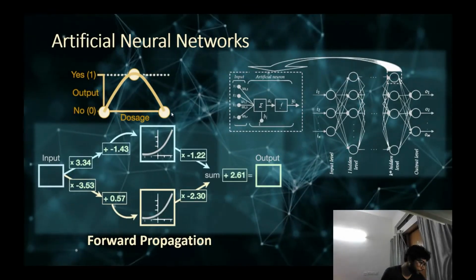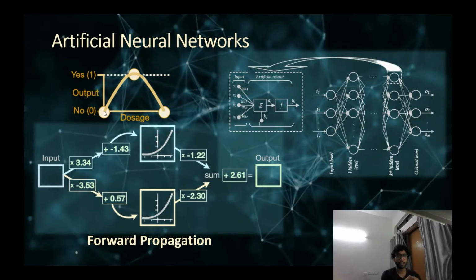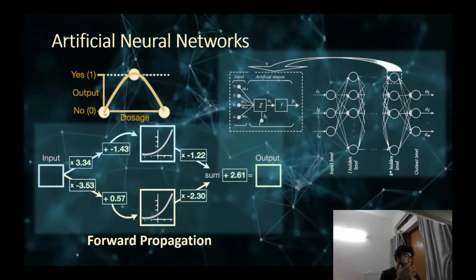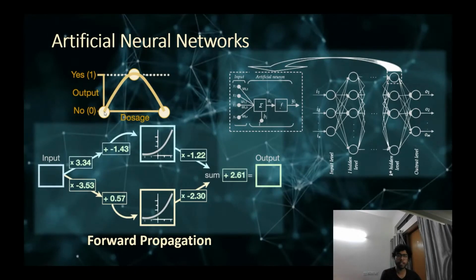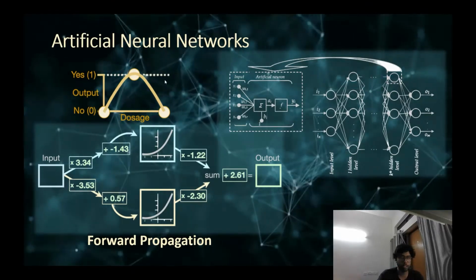Let me explain what this problem is. Let's say we have some medicine and we want to see which is the optimal dosage of this medicine that gives good results. For example, in this case, this is zero dosage. If you get zero dosage, obviously you will get no output. It doesn't work. That means the output is zero.